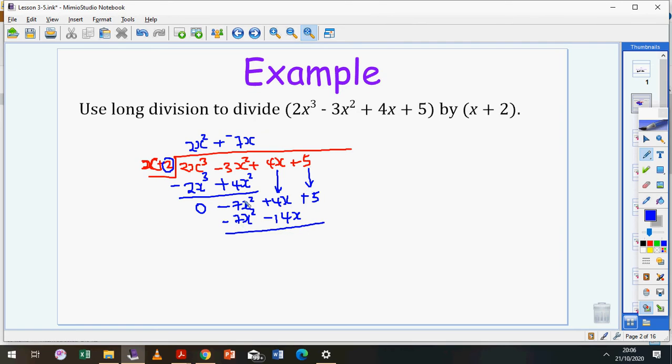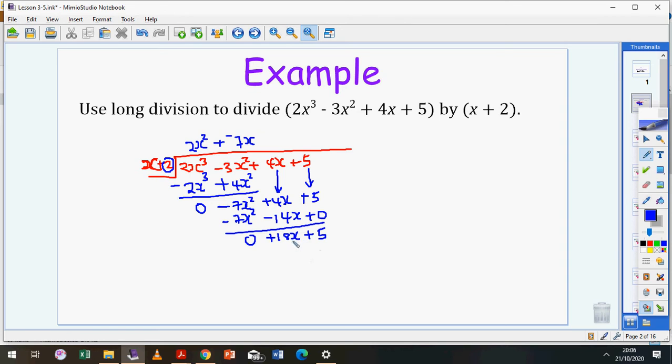5 minus 0 is still 5. So 7x squared minus 7x squared is 0. Positive 4x minus negative 14x is a positive 18x. And then down here, I can just drop it down, or I can assume I have a 0 and say 5 minus 0 is a positive 5. Looks like I'm getting closer and closer to a remainder, because I'll stop dividing when I no longer have an x term in this area. So this is probably going to be the last one.